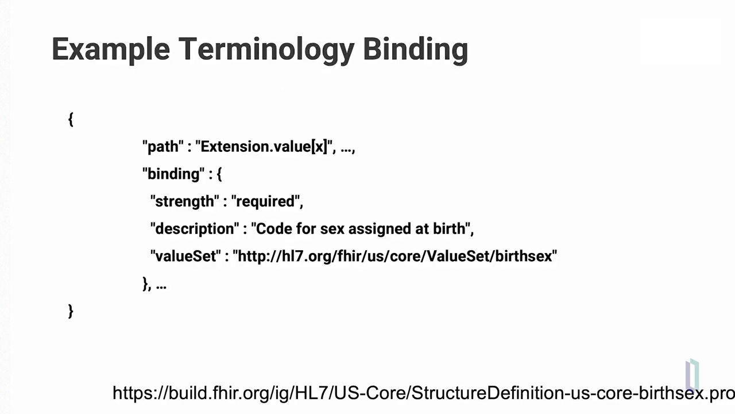So an example of terminology binding would be value set for birth sex in an HL7 FHIR resource, where the strength of the binding is required and the description of that data element is the code for sex assigned at birth.